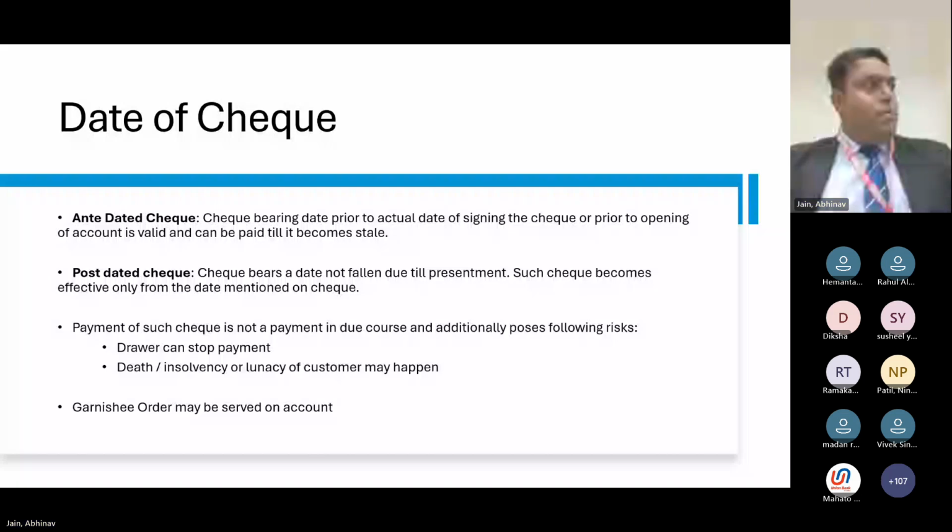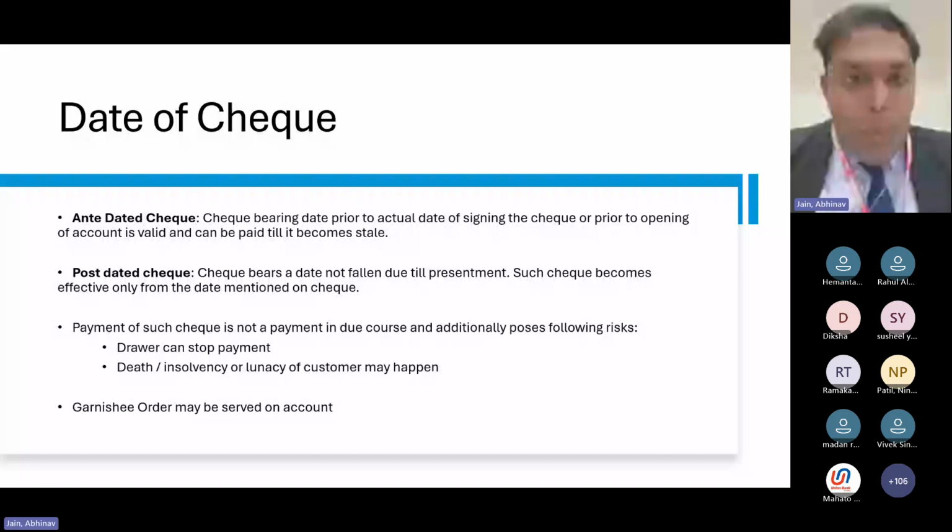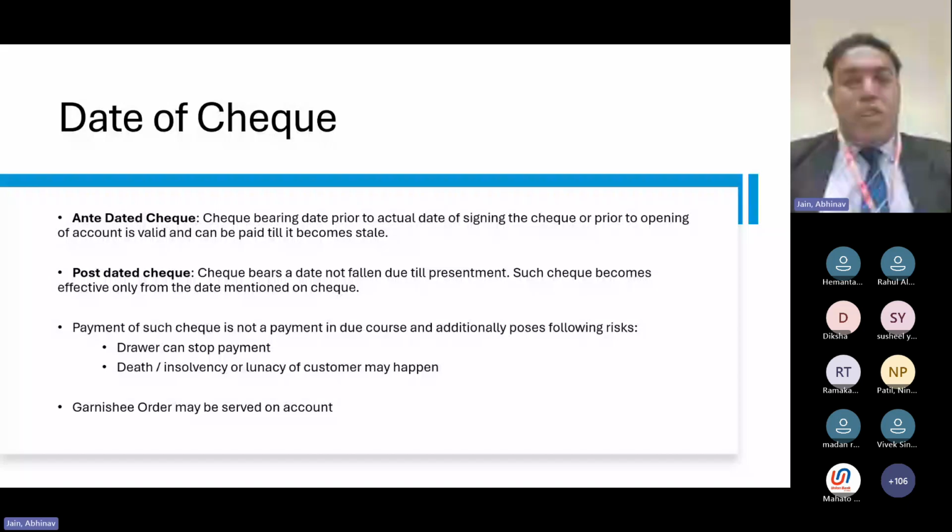Now let us understand a few more definitions related to date of check. Antedated check. Antedated check is a check bearing a date prior to the actual date of signing of the check or prior to the opening of the account. So if a check bears a date before the account opening date or before the actual date, it can be paid till it becomes stale.